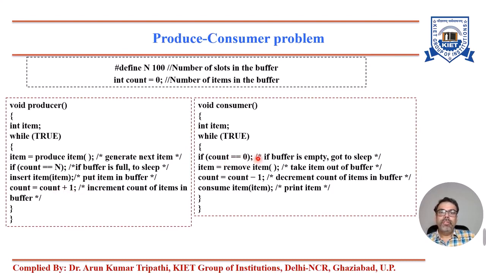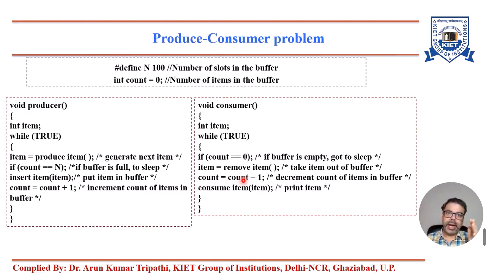Similarly, when the consumer code gets executed, it wants to consume an item. It will first check whether the buffer is empty or not. If count is equal to 0, that means the buffer is empty, so it will not remove an item. It will stay in an infinite loop. Otherwise it will remove an item from the buffer, decrement the value of count, and then consume that item.